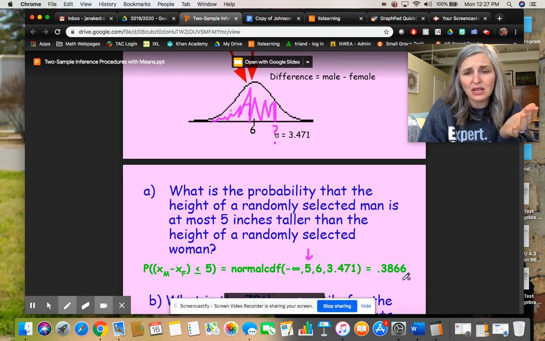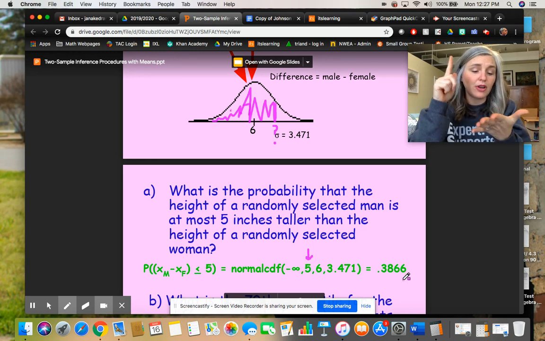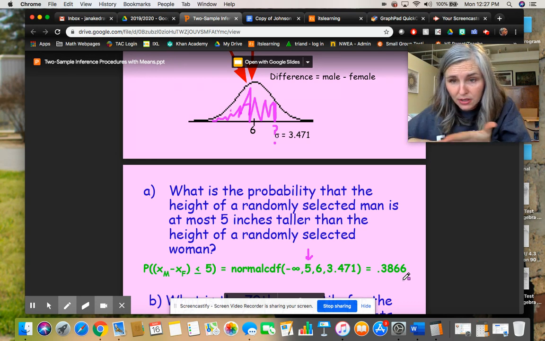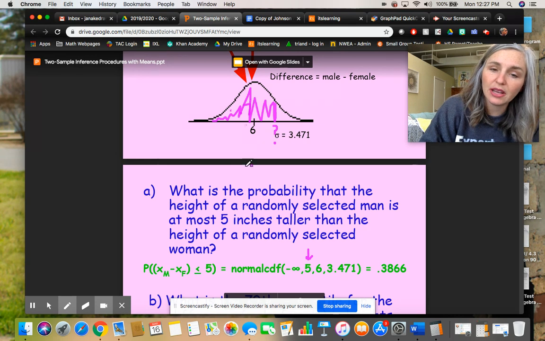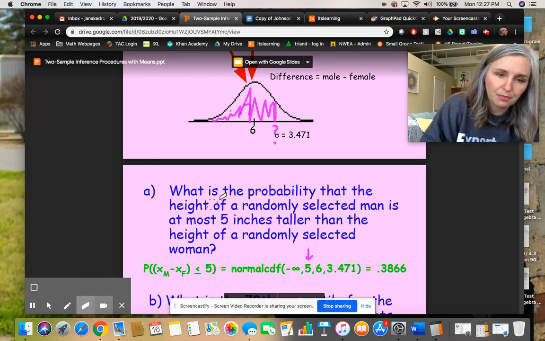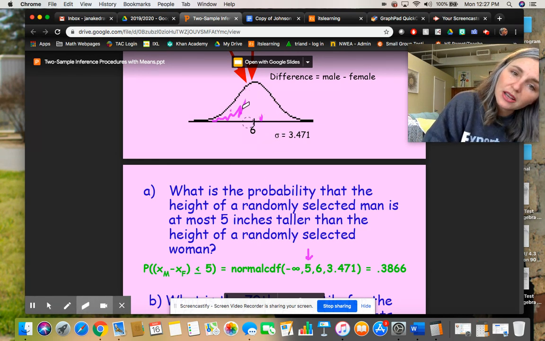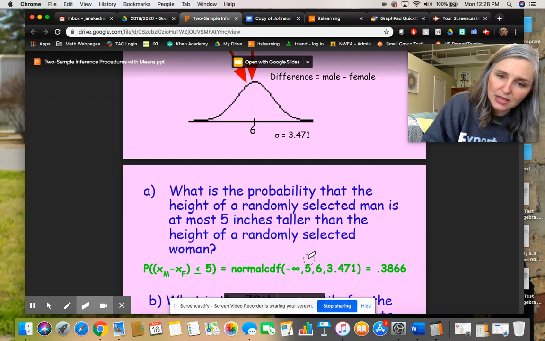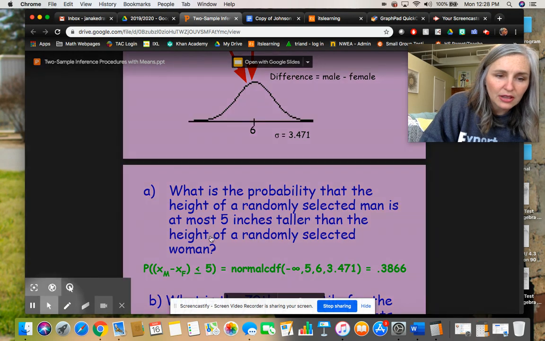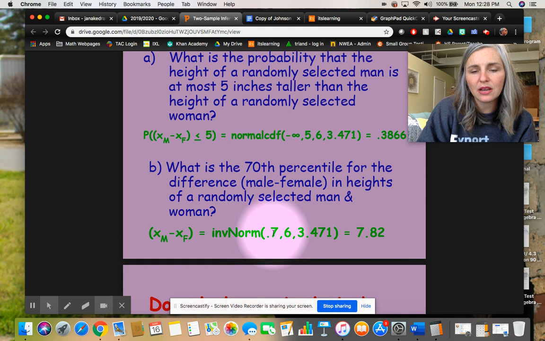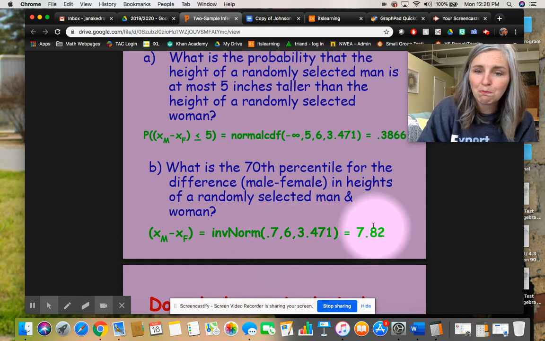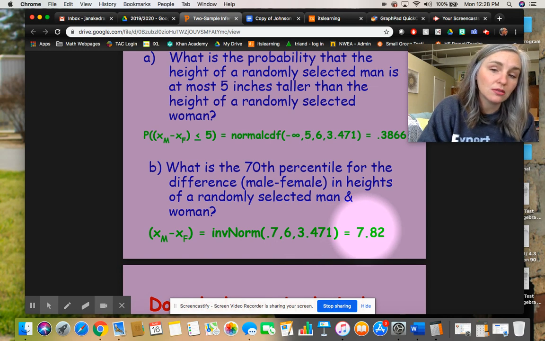Because 5 was 38%. So then I would try 6, 7, 8, 9, 10. Then I'd have to try some decimals to get closer. Okay, but we have a calculator function that does the inverse of what normal CDF does. And that calculator function is inverse normal, where it says, okay, give me the area that you want, give me the mean, and give me the standard deviation, and I'll tell you where you should be, okay?